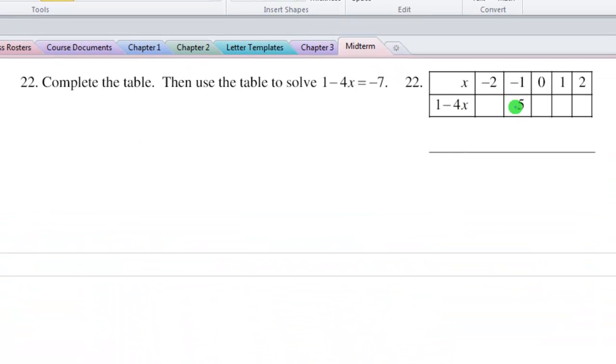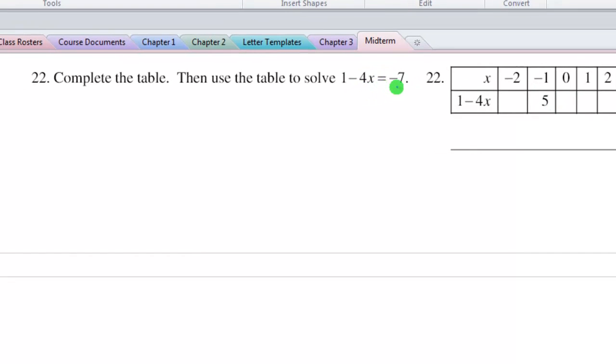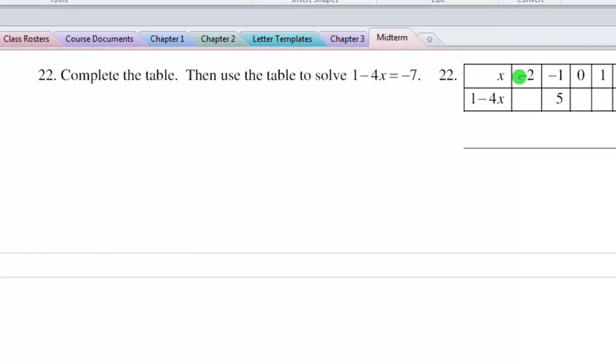For 22, we're going to complete a table, and then we're going to use the table to solve the equation. And this is getting us ready for completing tables for lines. So that's why we're doing this exercise.